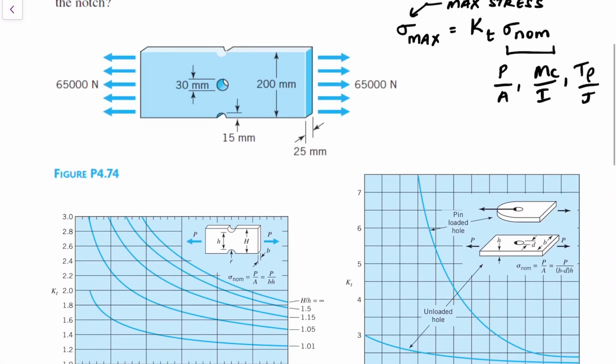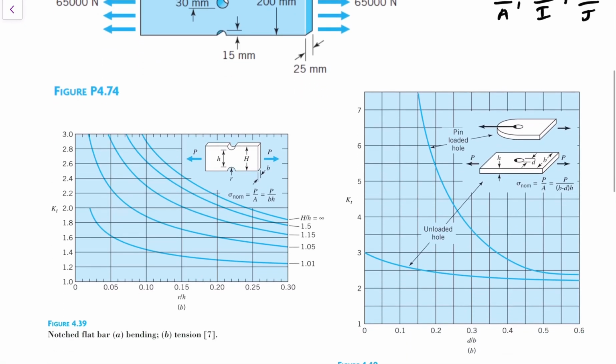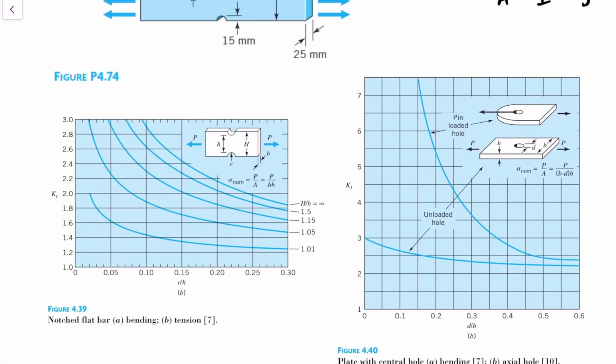Now, K_t, of course, are your stress concentration factors that you get depending on the geometry of your features from the textbook. So in our case, I've pulled out the two plots that we need. We have figure 4.39 and figure 4.4, in which you statically load a beam with a notch, and in the other one, we're going to use this one right over here, where you statically or axially load another beam with a hole.